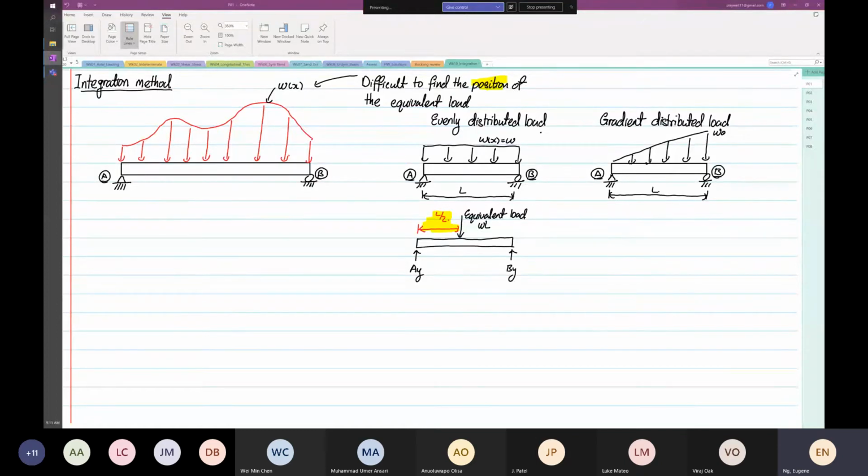And then now we start to sketch our free body diagram. So over here, this is our AY. Down here, this is our BY. Our equivalent load is straightforward, right? Equivalent load is never a problem for us.